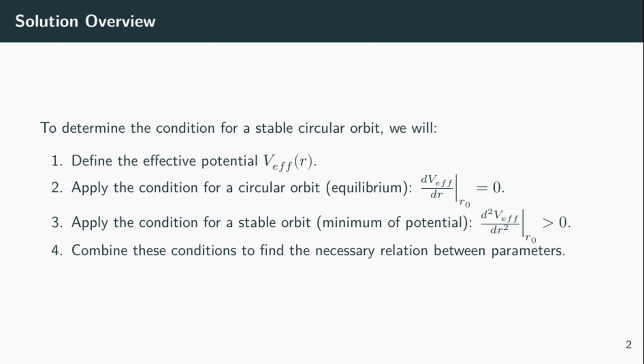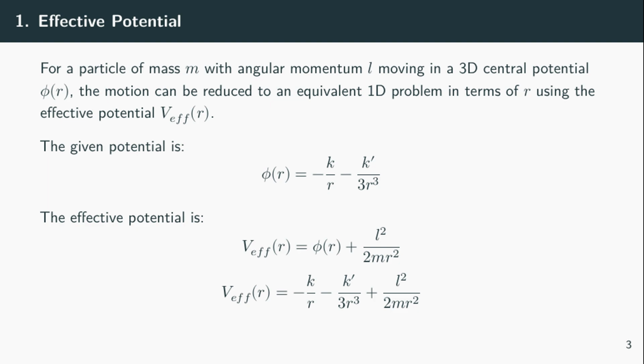Third, we'll apply the condition for that circular orbit to be stable. This means the effective potential must be at a minimum at that radius, which requires the second derivative of the effective potential with respect to r, evaluated at r0, to be greater than 0. Finally, we'll combine these conditions to find the specific relationship between k, k prime, L and m that's necessary for a stable circular orbit. Alright, let's start with the effective potential.